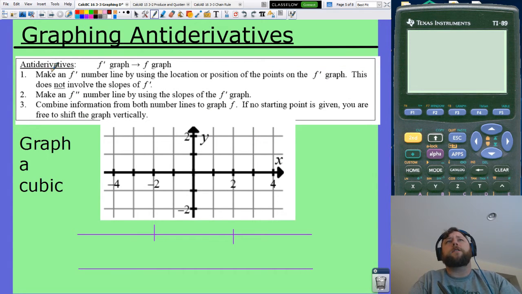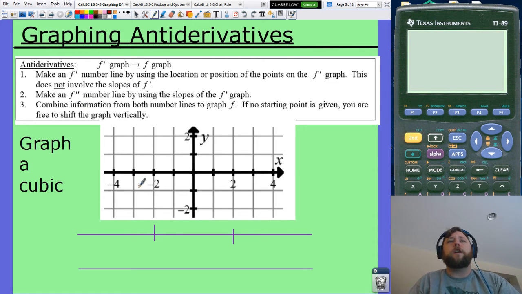So we might also do something called graphing antiderivatives, kind of going backwards. This might be a little weirder. So maybe we have a graph of f prime and we want to graph f. How do we do that? We want to make some number lines for f prime and f double prime and use those in combination to figure out what's going on.